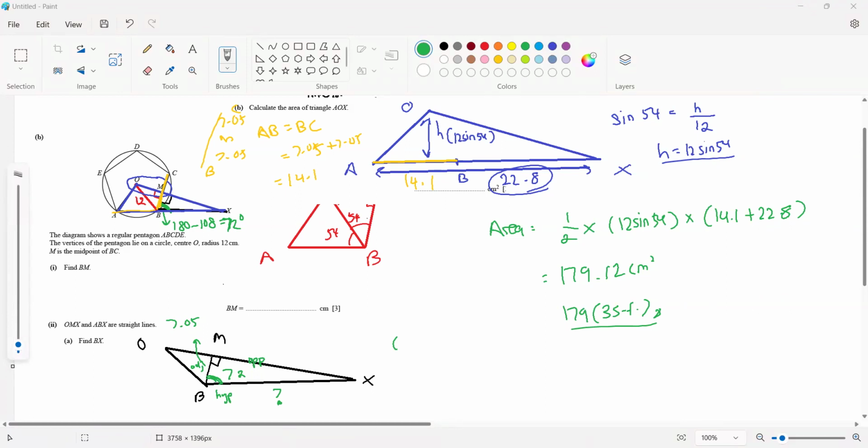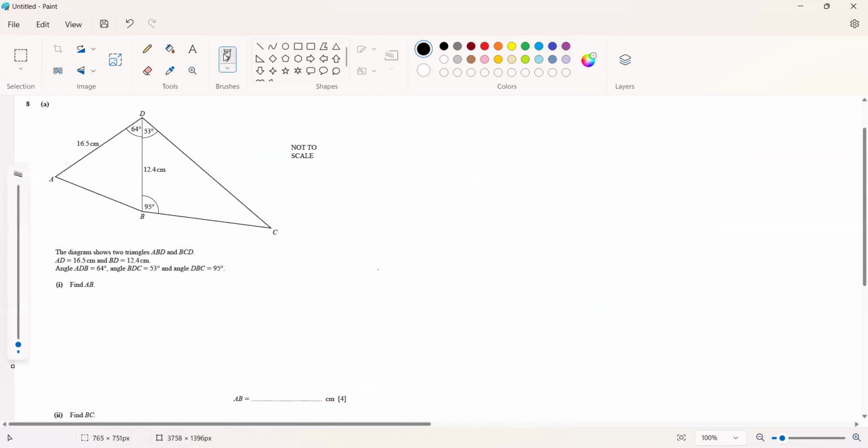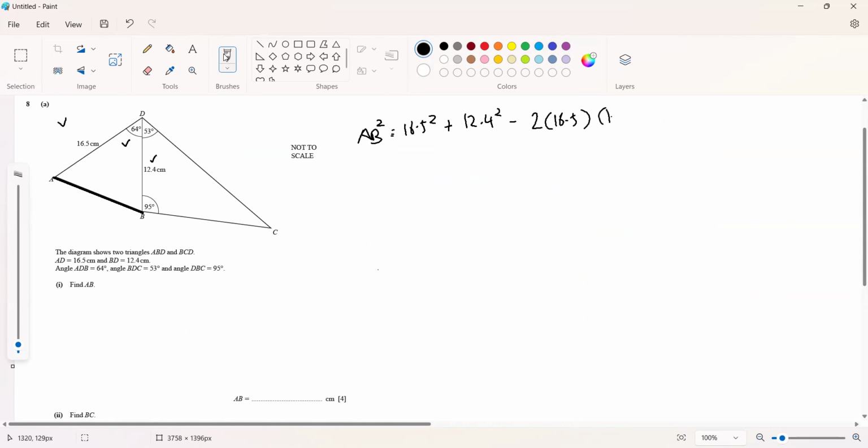So moving on to number 8. Number 8 itself is a solution of triangles question. For solution of triangles, we are going to use our sine and cos rule. They first ask us to find out what AB is. AB is here, and you notice that they have given us 16.5, 12.4 and the angle. So we can use the cos rule. We know that AB squared equals 16.5 squared plus 12.4 squared minus 2 times 16.5 times 12.4 cos of 64.